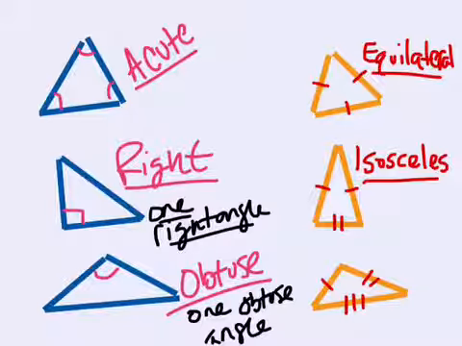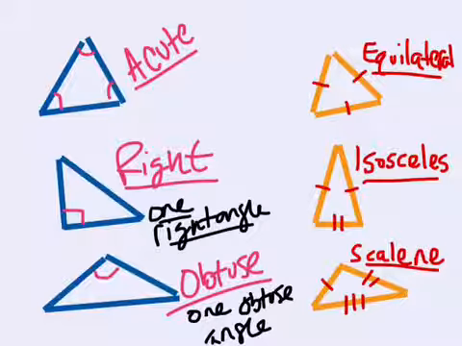And then the last one, hopefully you figured out by now what this means. All three sides have a different amount of hash marks, meaning all three sides are different. This is what we call a scalene triangle. So there you have it. That's the classifications of triangles based on their angles over here and the relationship between the sides over here.